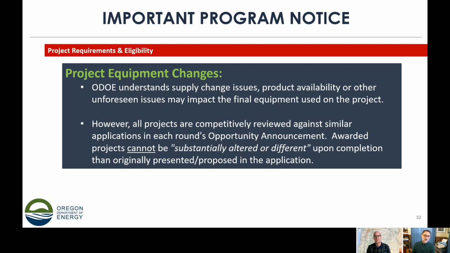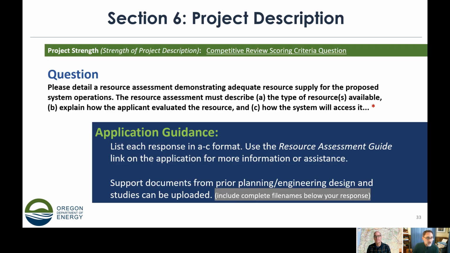Right. Excellent point. As we keep moving through on these key app questions in section 6, we come to another one that's a bit of a compound question. This is: please detail a resource assessment demonstrating adequate resource supply for the proposed system operations. The resource assessment must describe A, the type of resource or resources available, B, explain how the applicant evaluated the resource, and C, how the system will access the resource.